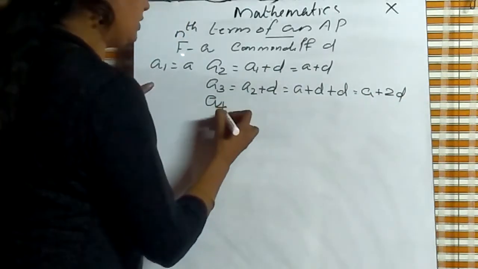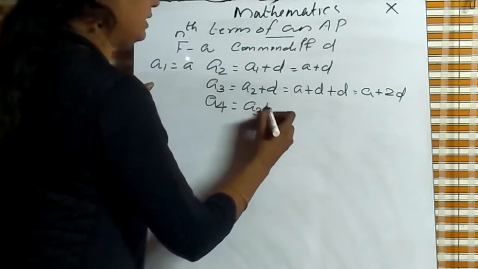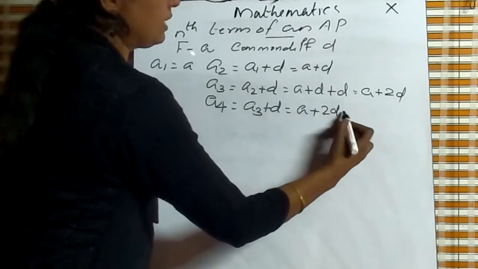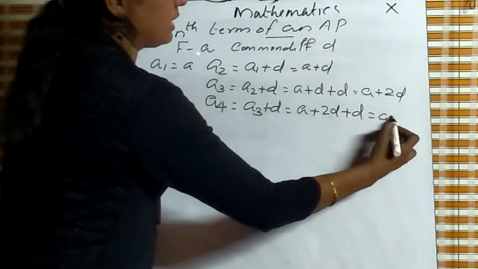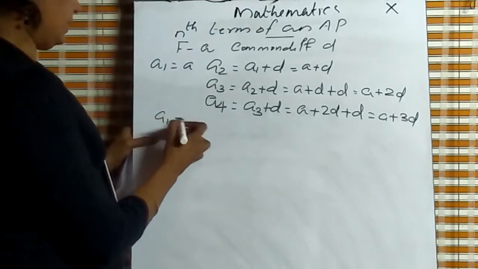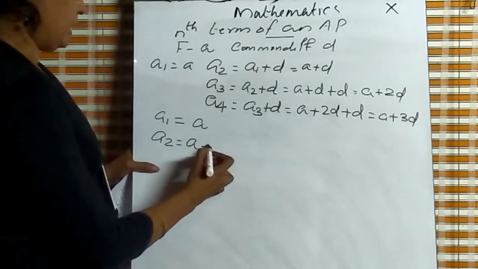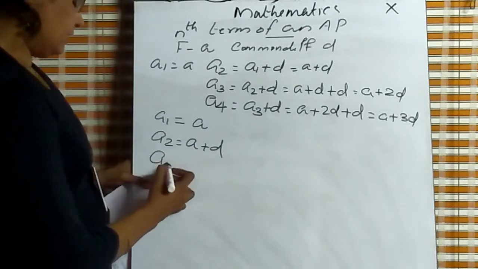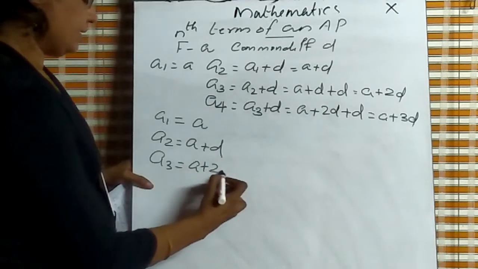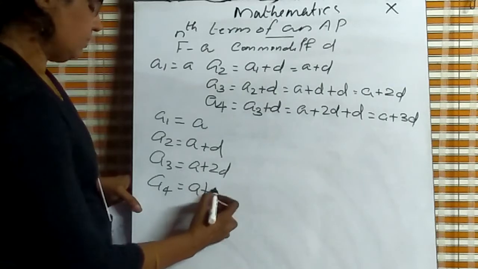So what is A4? A4 is A3 plus D. What is A3? A3 is A plus 2D. A plus 2D plus D is A plus 3D. So first term A1 is equal to A. Second term A2 is equal to A plus D. Third term A3 is equal to A plus 2D. And fourth term is equal to A plus 3D.